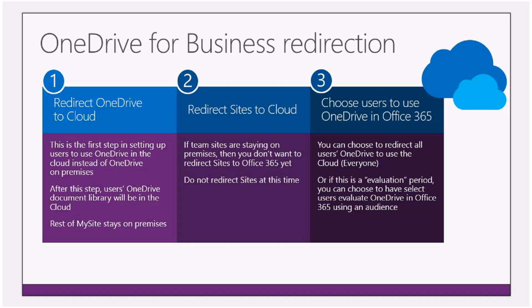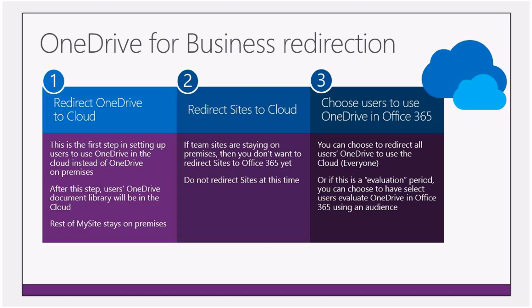So effectively redirecting OneDrive for Business is kind of the first step in setting up users to start using data mobility in Office 365. So the user's data storage exists in Office 365. From a synchronization perspective, their target is Office 365, but the remainder of the way that they engage with SharePoint is on premises. So effectively, we're just redirecting a facet of their experience to Office 365.